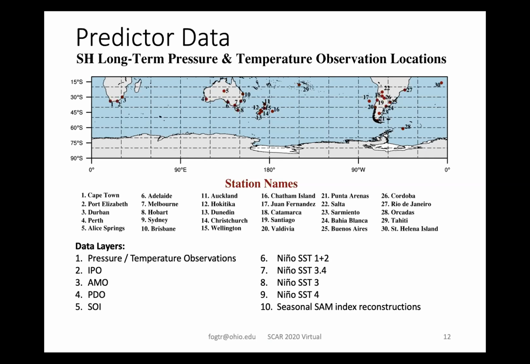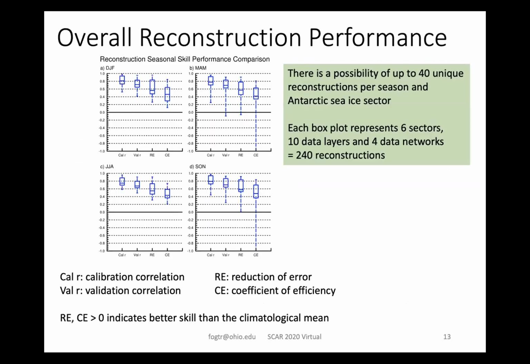So there are all these acronyms: the Interdecadal Pacific Oscillation, Atlantic Multi-Decadal Oscillation, Pacific Decadal Oscillation, Southern Oscillation Index, 4 Nino SST regions, and seasonal SAM index reconstructions that I have performed in previous work. So how are we doing?